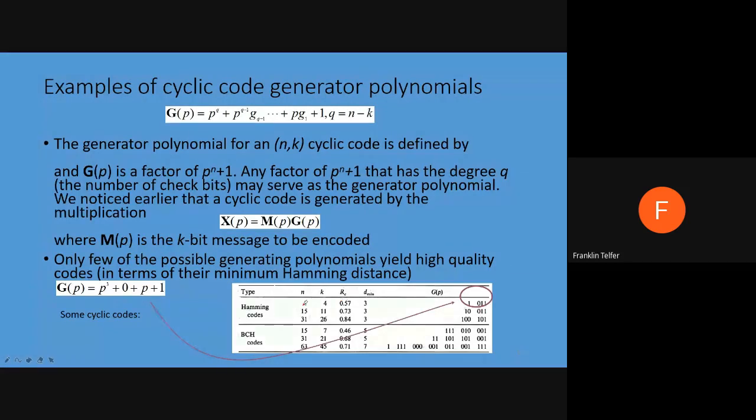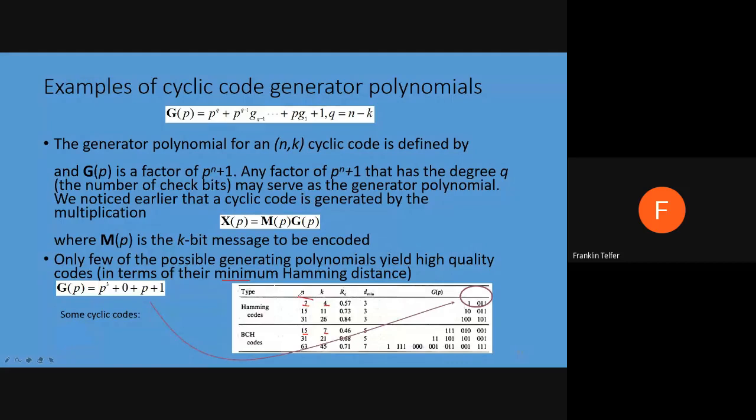Mostly in the exam you will get N as 7 and K equal to 4, since it comes under Hamming code. In terms of Hamming code, if the problem gives the minimum Hamming distance, N and K will be 7 and 4. If they are going to deal with BCH, mostly you'll get (15,7) and (7,4).